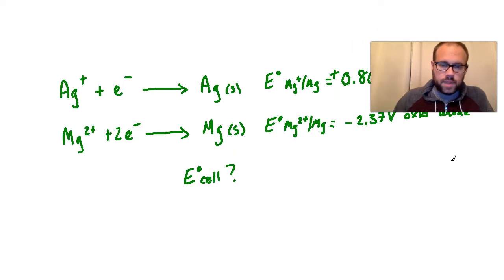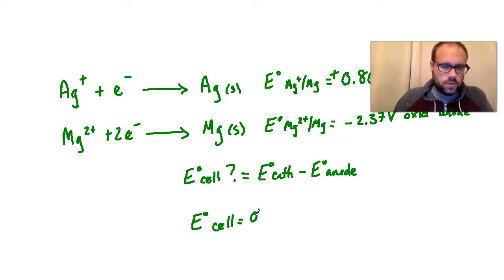Okay, so remember that Ecell is going to equal the E standardized cathode value minus the E standardized anode value. So we have those at this point. So we can solve for Ecell by saying Ecell is going to equal 0.80 volts minus a minus 2.37 volts. And we end up with, adding that together, 3.17 volts. And that's a positive.